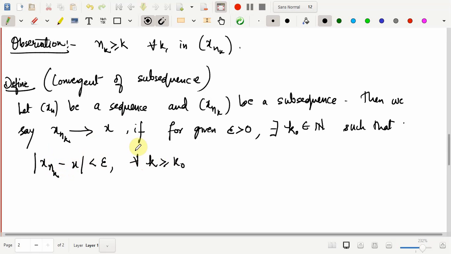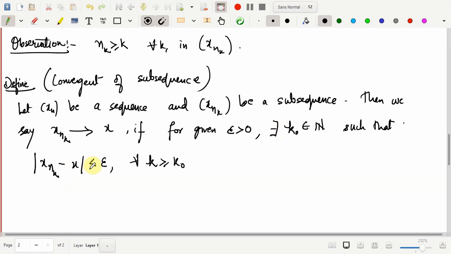Okay, so this is the definition of a subsequence. We say that x_{n_k} converges to a point x if, given any epsilon positive, I'm able to find a natural number k naught such that the difference |x_{n_k} minus x| can be made less than epsilon for all k after a certain stage, that is, for all k greater than or equal to this k naught.